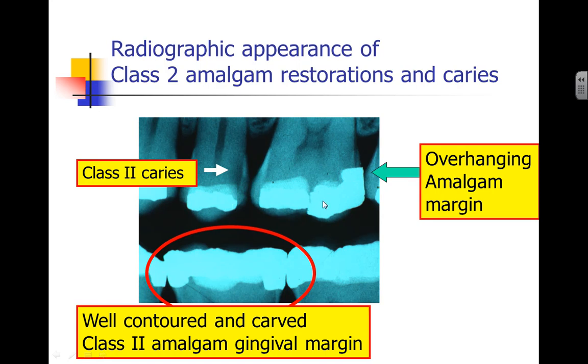When we take a look at tooth number 14, we can see that there's an overhang on the DO, distal occlusal restoration and amalgam. And if we look at the lower permanent molars that are seen on this bite wing, we can see that the other class 2 restorations in the mandibular molars and the second premolar are well contoured with well adapted gingival margins of the class 2 amalgams.